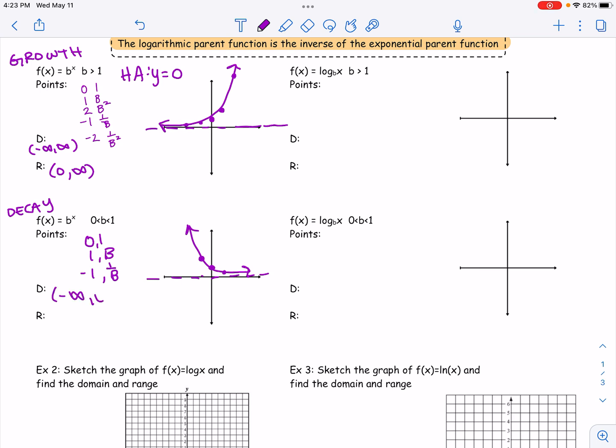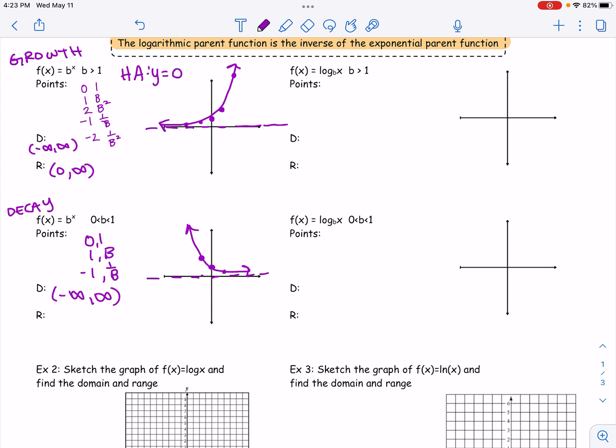Domain will always be negative infinity to positive infinity, and then of course range is affected by some transformations, but we don't have any, so it's still 0 to infinity. Well, if the log function is the inverse of the exponential, then you know with inverses, we switch the x and y. So our pattern of graphing is going to be quite the opposite of the pattern for exponentials. So instead of (0, 1), (1, the base), etc., it's now going to be (1, 0), (base, 1), (base squared, 2), (1 over the base, -1), and so on and so forth.